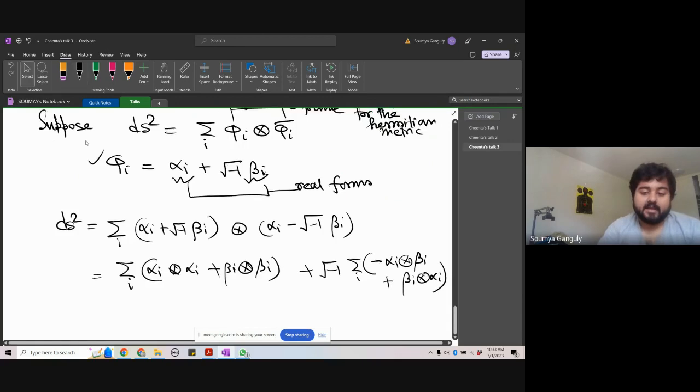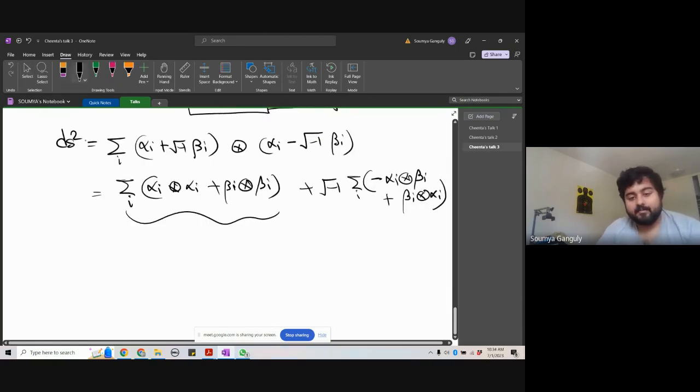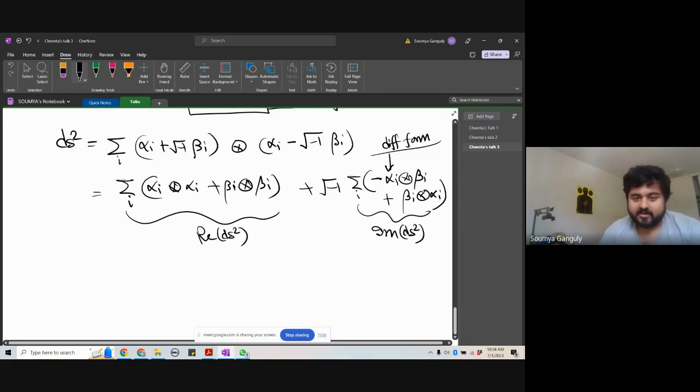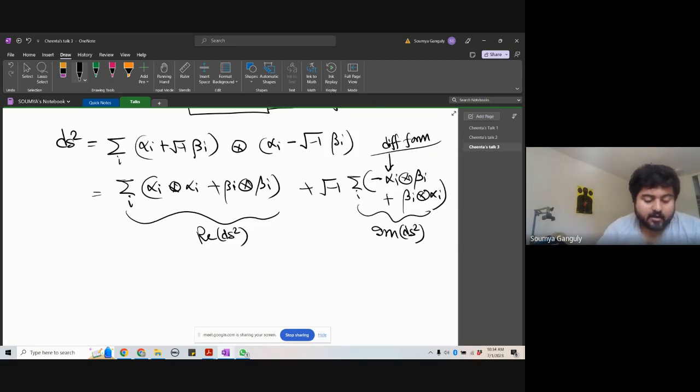Okay, so this is the real part of ds², and this is the imaginary part of ds². Both are differential forms in some sense. They are not exactly differential forms. Okay, this is a differential form. And I'm not going to give you the proof right now, just accept it. This is actually not a differential form. It's a tensor product of real differential forms.